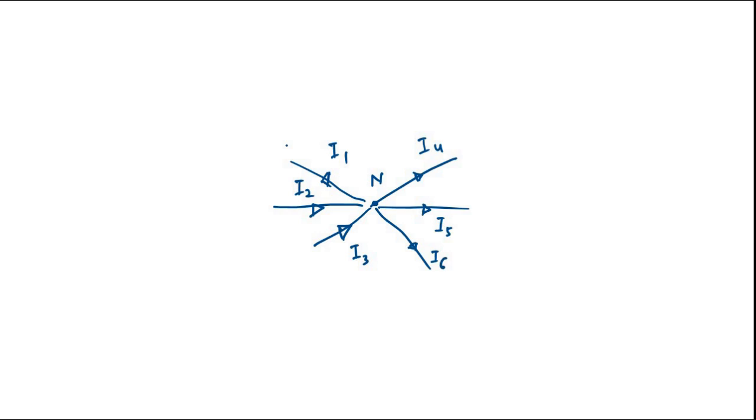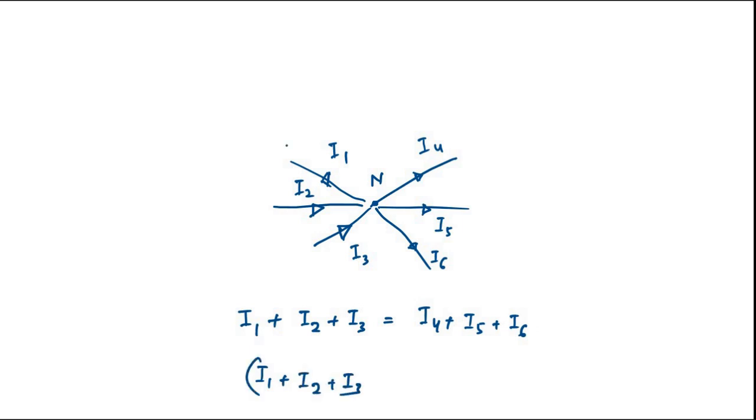So here it means the sum of the currents which are entering the node will be equal to the sum of currents exiting the node. Or the net currents entering and exiting will be equal to 0 if we do it like this: I1 plus I2 plus I3 minus (I4 plus I5 plus I6) is equal to 0. The total summation of currents is equal to 0.